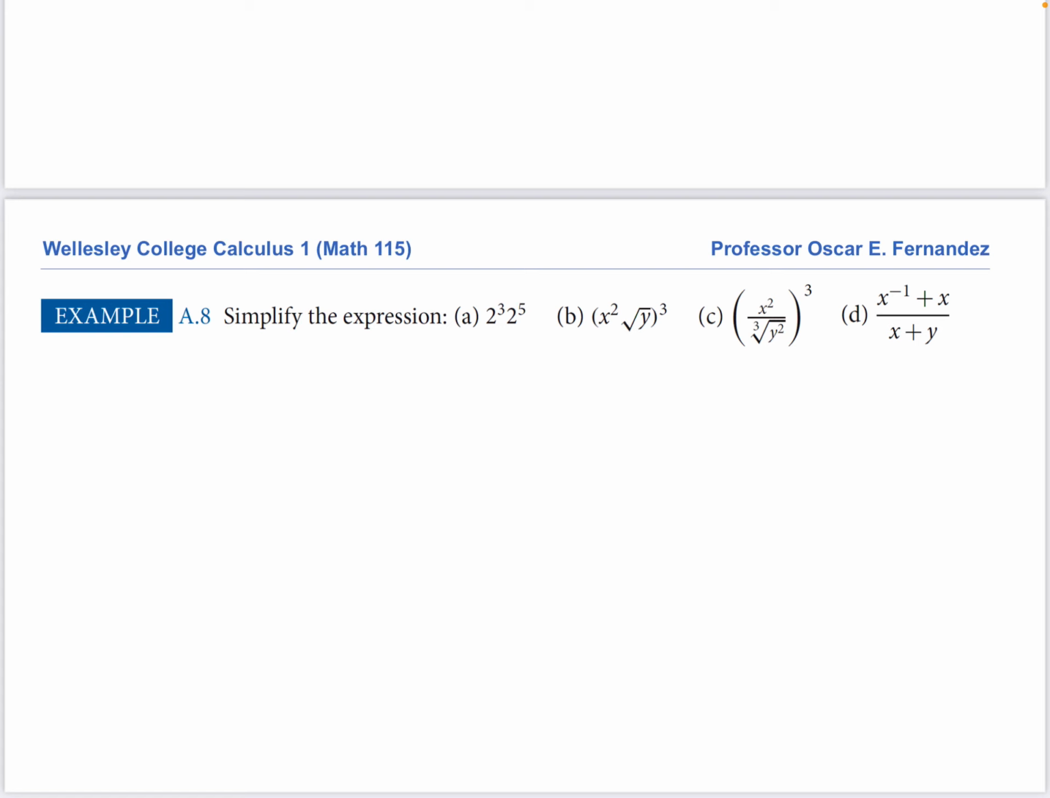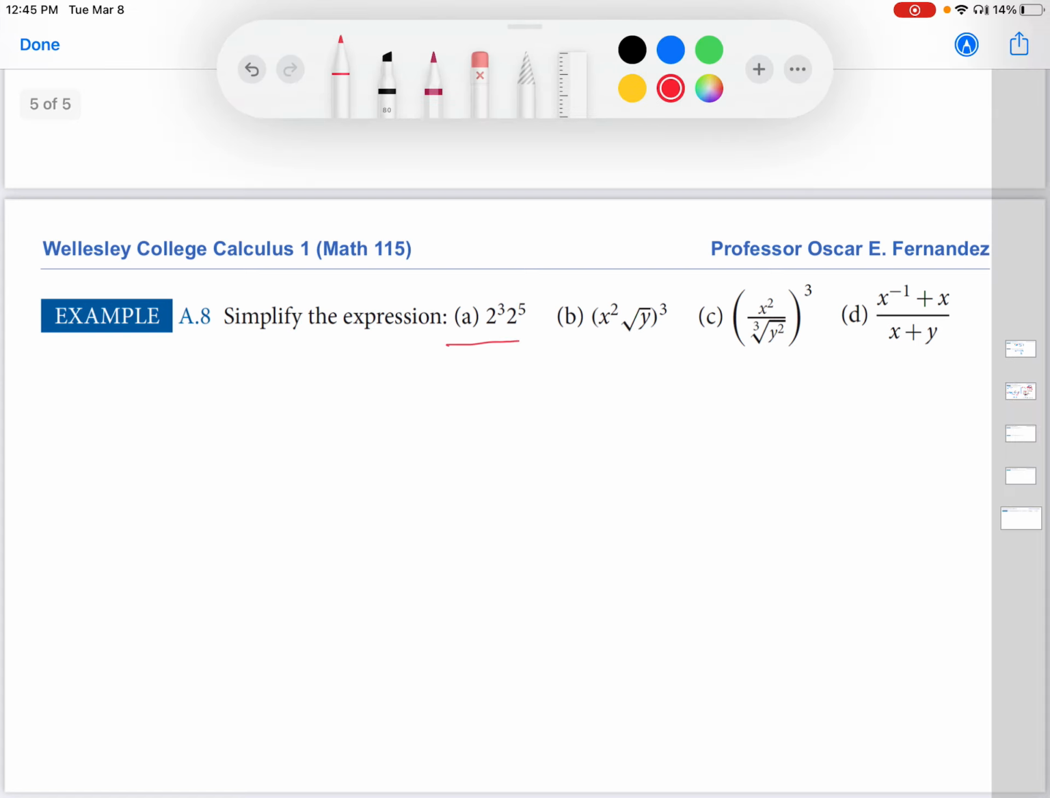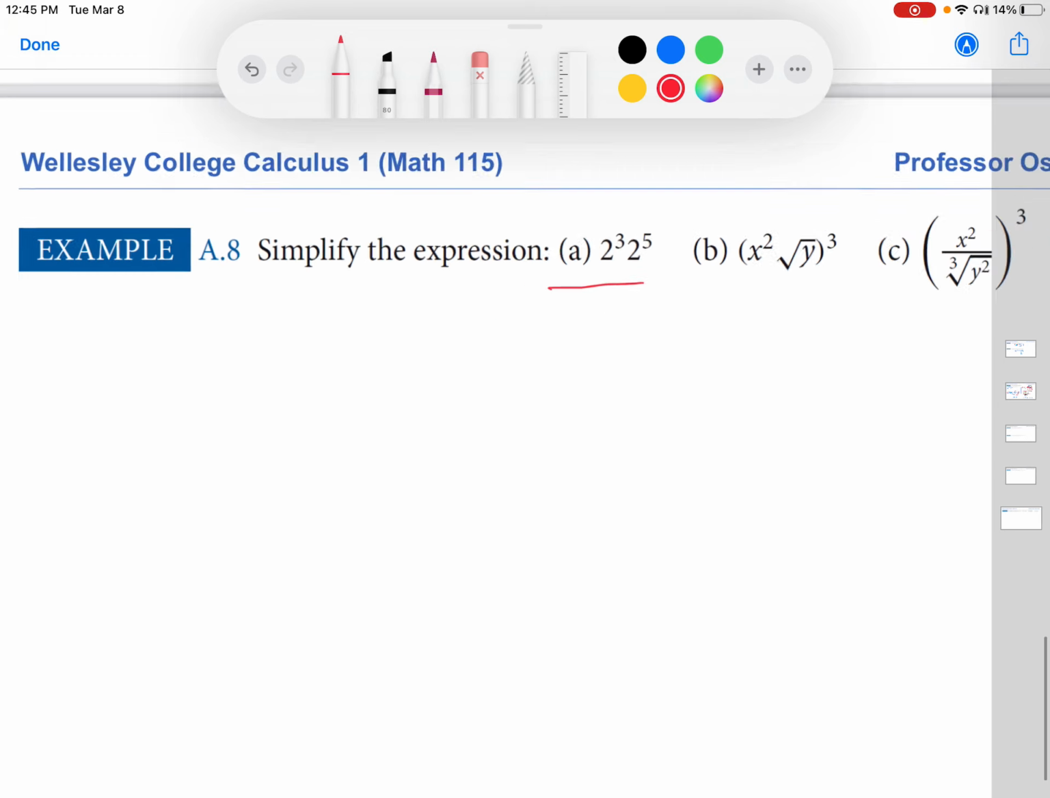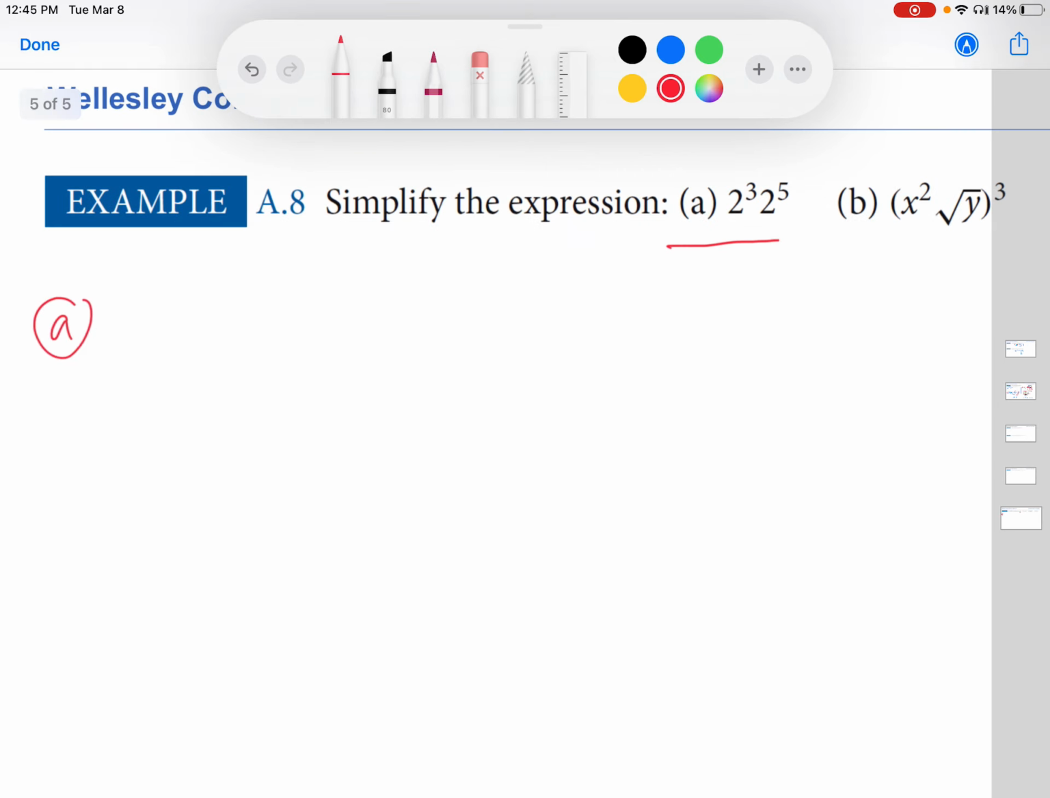So the first one we're going to do here is simplifying the expression 2 to the third times 2 to the fifth. To do this, we are going to use one of the rules of exponents that says that when I have the same base, so 2 here is the base of each of these numbers, 2 to the third, 2 to the fifth, I keep the base and then I just add the exponents. So I would be adding 3 and 5 here. So that would give me 2 to the eighth, and that is my answer.